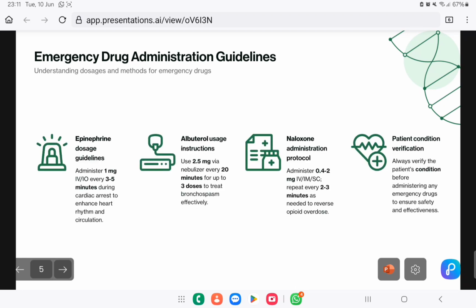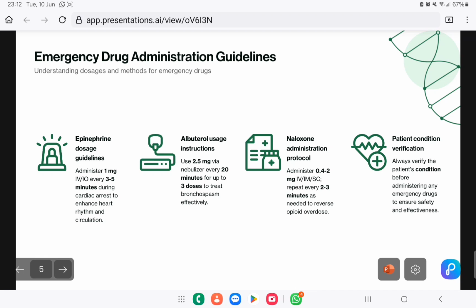Emergency drug administration guidelines: understanding doses and methods for emergency drugs. Epinephrine dosage guidelines: administer 1 mg IV or IO every 3 to 5 minutes during cardiac arrest to enhance heart rhythm and circulation. Albuterol dosage instructions: use 2.5 mg via nebulizer every 20 minutes for up to 3 doses to treat bronchospasm effectively.